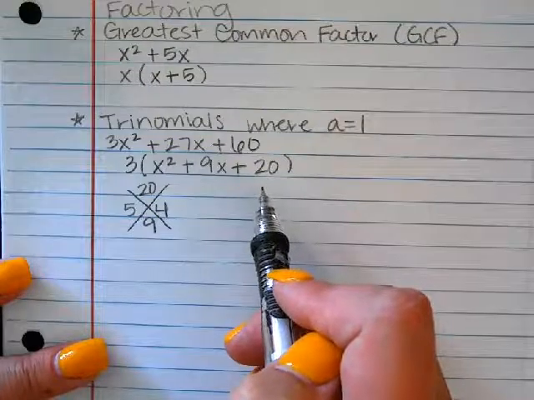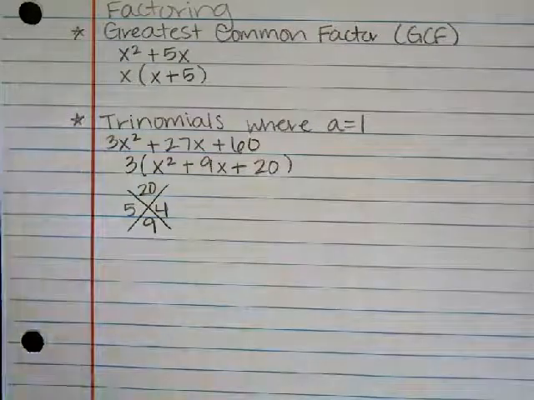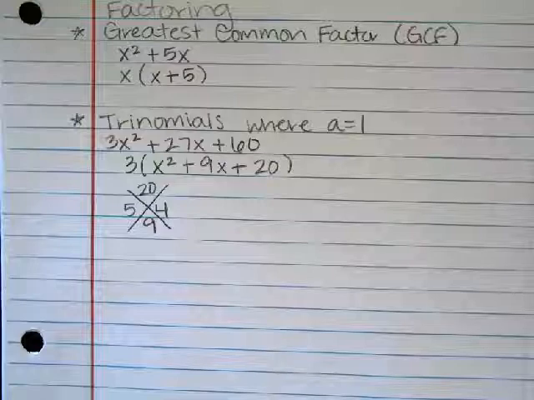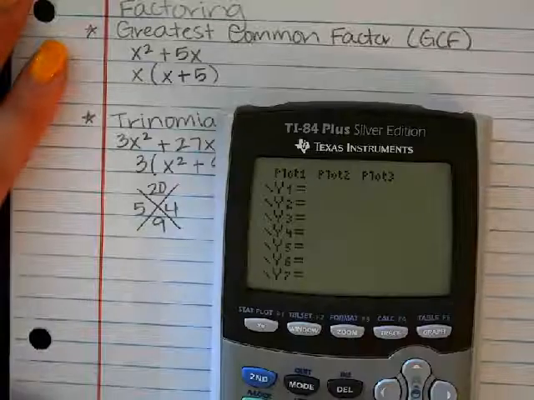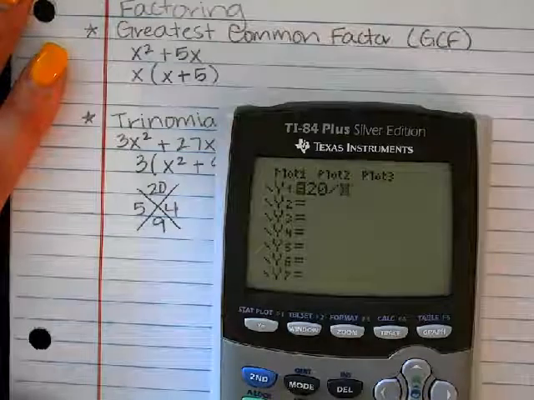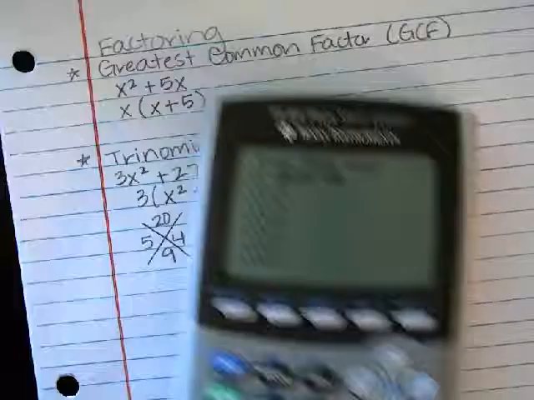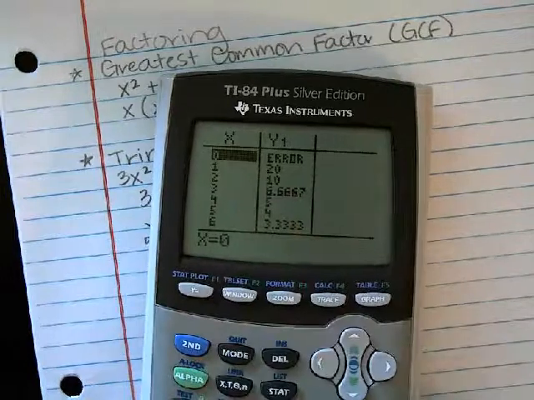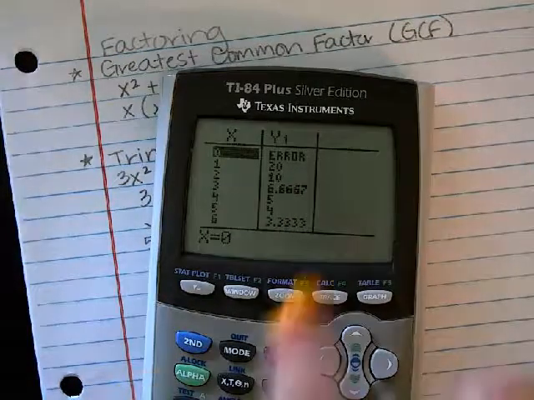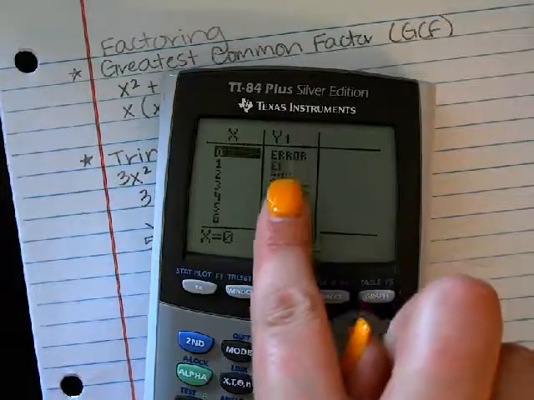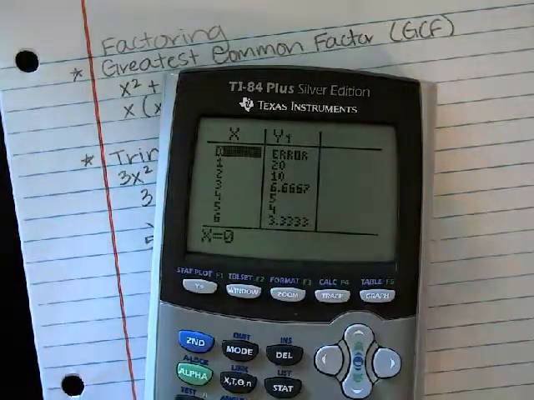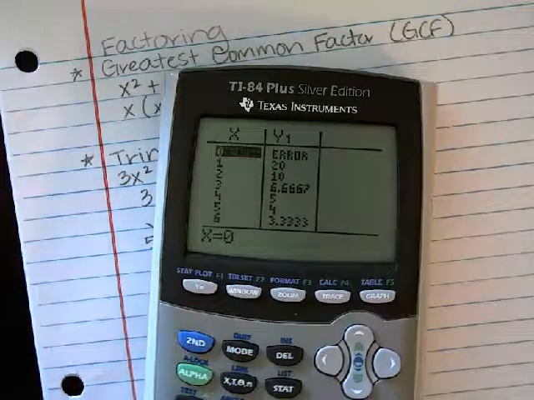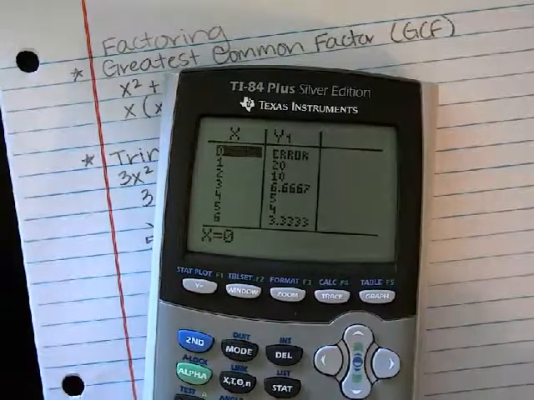Now, here's a calculator trick. If you're very bad at multiplying, you can say 20 divided by x. You can put that in your calculator. And then you can go second graph. You can look at the table, and the table will give you all of your options. So these are all the things that multiply to 20, and you just have to find the two that add to 9. So if you're not very good at your multiplication tables, then you can use the calculator to help you find them.